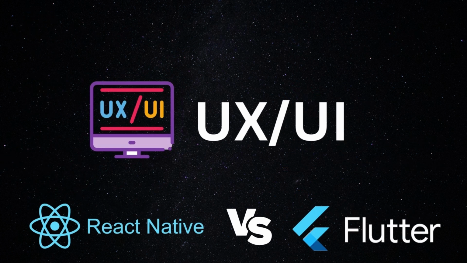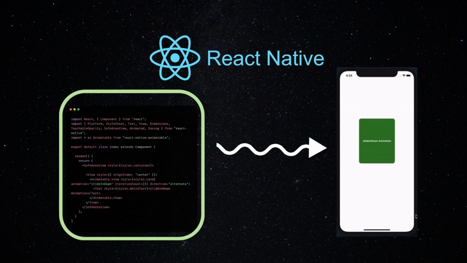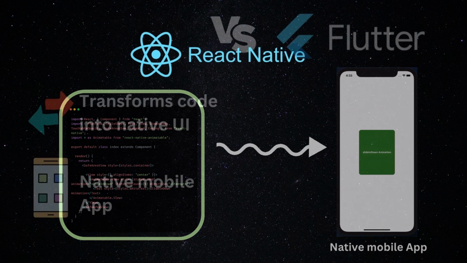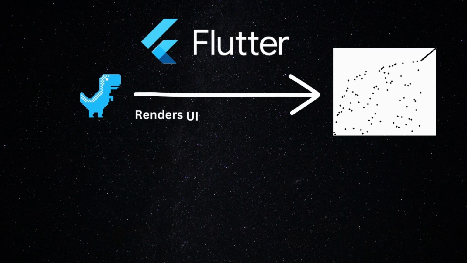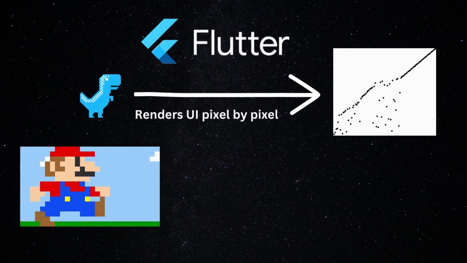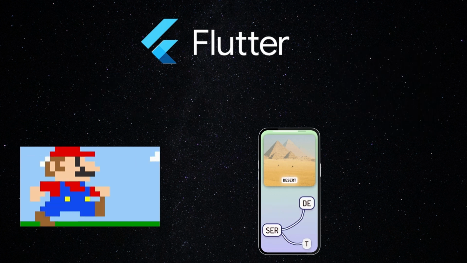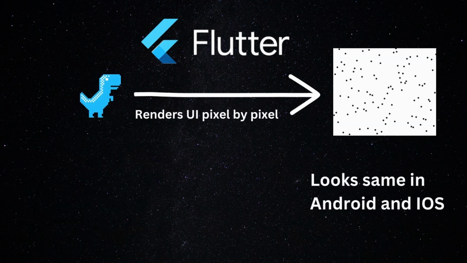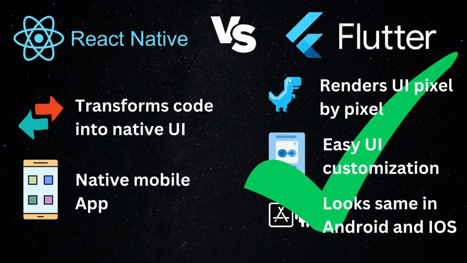Now comes the next part, UI. React Native transforms all your code into the native UI. Your app will look more like a native app. On the other hand, Flutter renders your UI pixel by pixel. It is more like how games are rendered. You can customize your UI to any extent that you want. Since it is rendered pixel by pixel, your app will look exactly the same on Android as well as iOS. The clear winner here is Flutter.